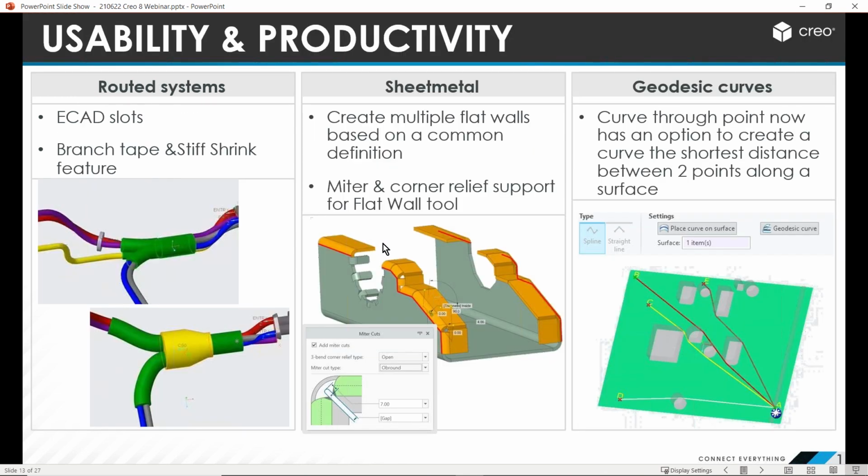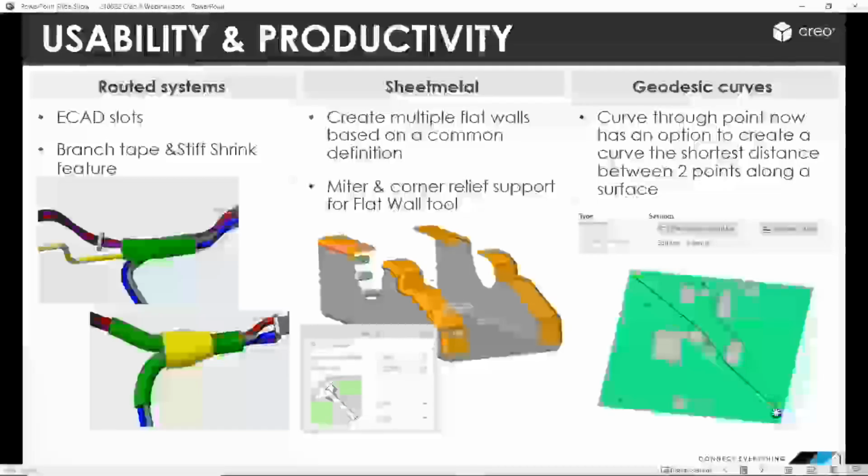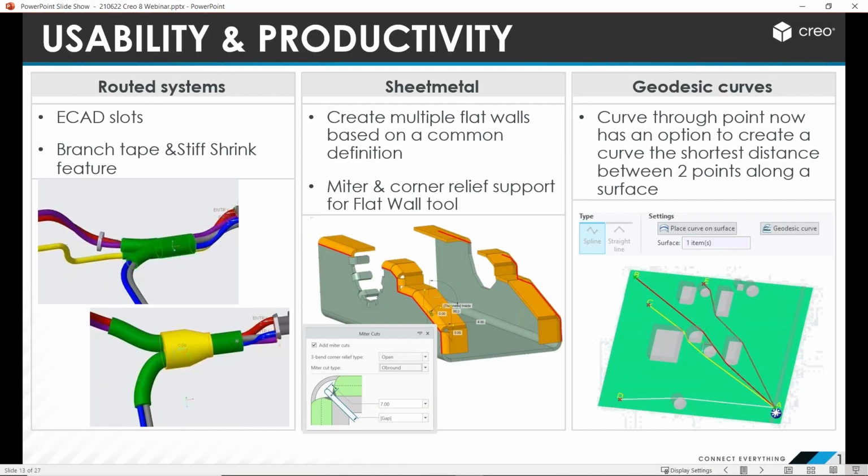A couple of other areas that I want to talk about is in cabling. Some new branch tape and shrink wrap has been added, and then also in sheet metal, multi-flat walls have been added to make it real easy to continue using a definition that you have for a flat wall anywhere else on the part. And then this is really kind of interesting. It's called a geodesic curve.